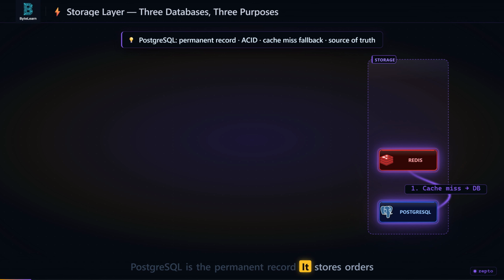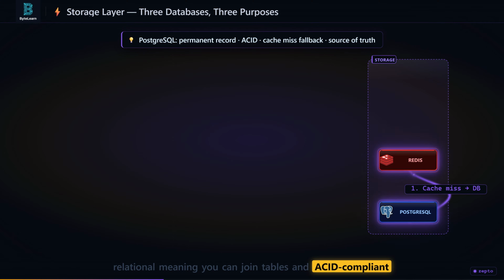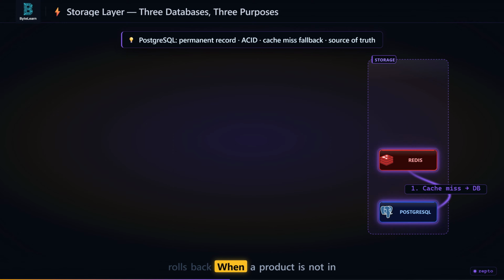PostgreSQL is the permanent record. It stores orders, user accounts, product catalog, and pricing. It is relational, meaning you can join tables, and ACID compliant, meaning every write either fully succeeds or fully rolls back. When a product is not in Redis cache, a cache miss, the order service falls through to PostgreSQL, reads the data, and writes it back to Redis for the next request. Redis hit rate must stay above 99% or the database overloads.